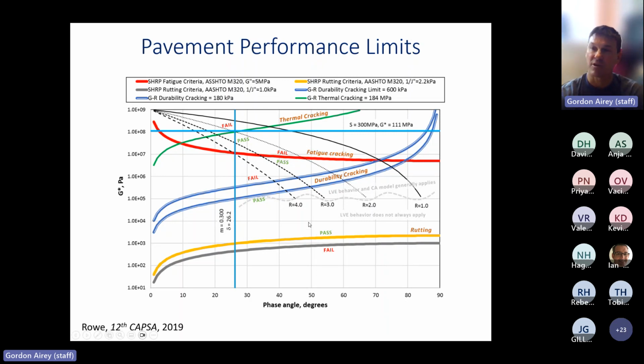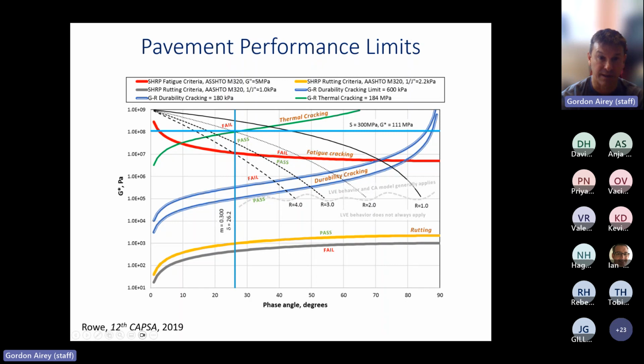And so all of a sudden, we've got a black space diagram that effectively is mapping all the different mechanisms that we would experience on our road: rutting, fatigue cracking, thermal, temperature-related cracking, and durability or age cracking. So I'm going to leave it there.